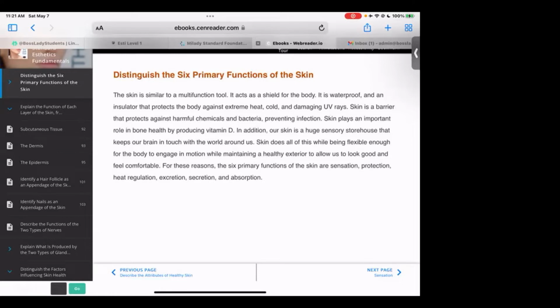One, sensation. Two, protection. Three, heat regulation. Four, excretion. Five, secretion. And six, absorption. Now, does anyone think that any of these are more important than the other? Anybody feel that one is more important than the other when it comes to the primary functions of the skin?